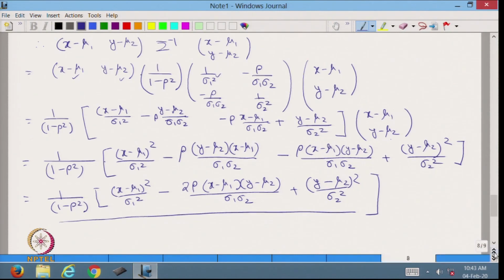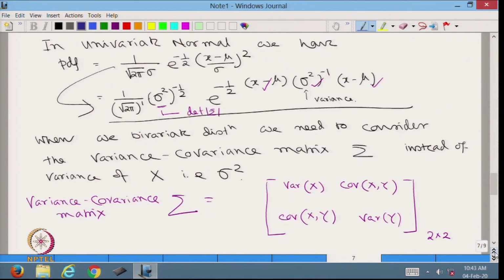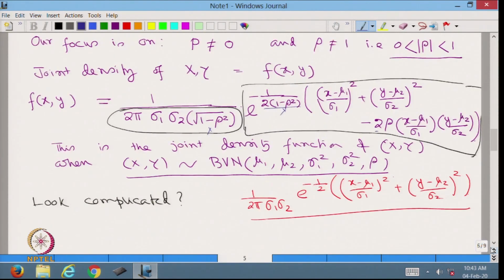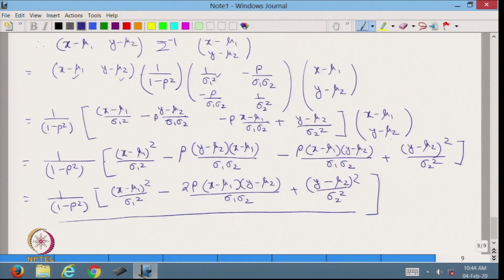Now, let us compare with the term that we have written before. It is minus 1 upon this quantity, which we have obtained as x minus mu 1 upon sigma 1 whole square, y minus mu 2 upon sigma 2 whole square minus 2 rho x minus mu 1 upon sigma 1 y minus mu 2 upon sigma 2. So, precisely the same term that we get here.